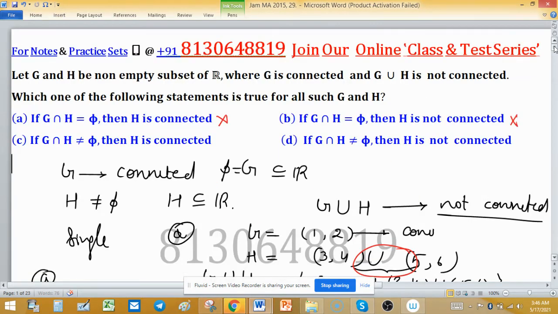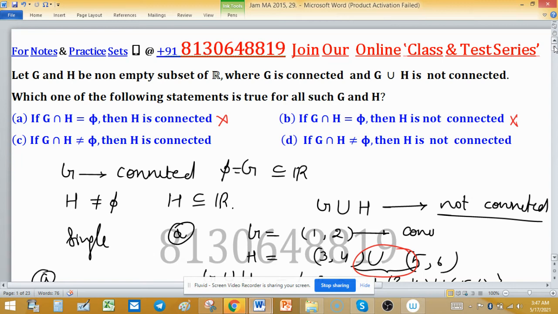So in one case we are saying that H is connected, and in the other case we are obtaining that H is not connected. So keep in mind, a statement must be either always true or always false. If a statement is true only in a particular case, then we can't say the statement is true. It is particularly true, not true for all cases. So options A and B are discarded here.